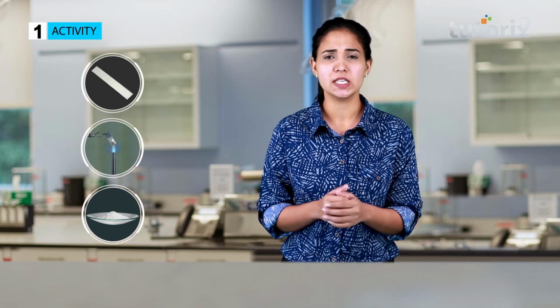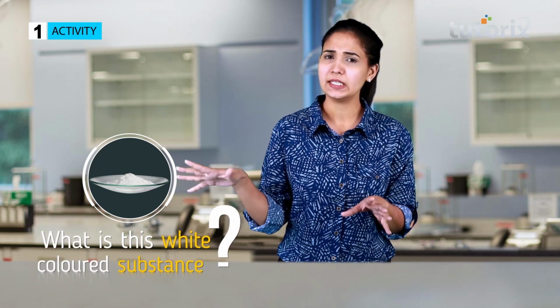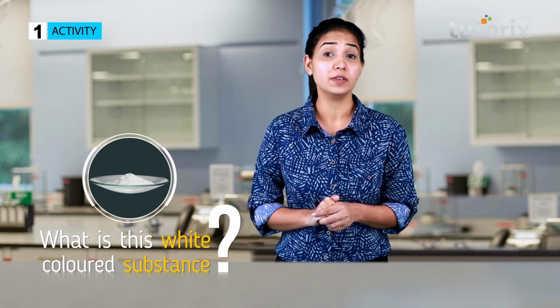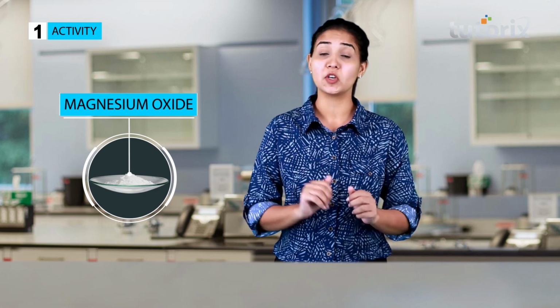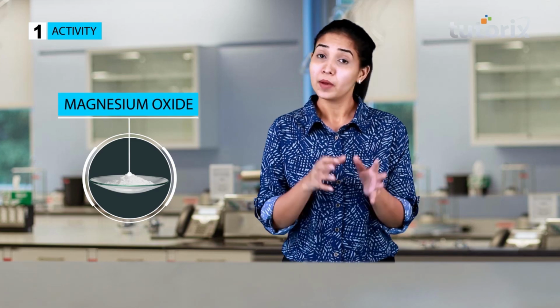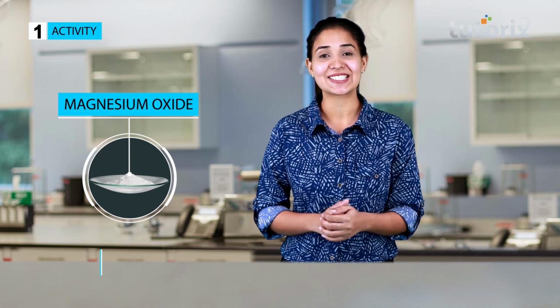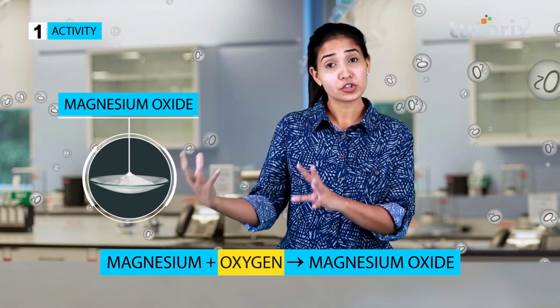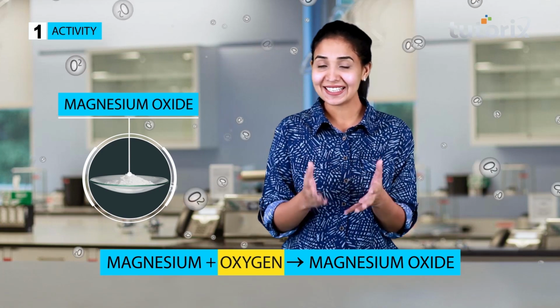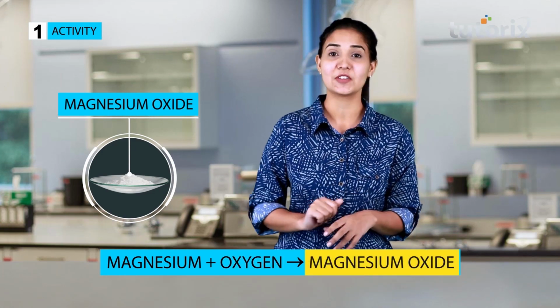Now my question is, can you tell me what is this white colored substance which we have collected? Think about it, guys. Well guys, if you are thinking that this is magnesium oxide, you're absolutely correct. Because in this reaction, we have taken the magnesium ribbon, and it reacts with the oxygen present in the air and leads to the formation of magnesium oxide.